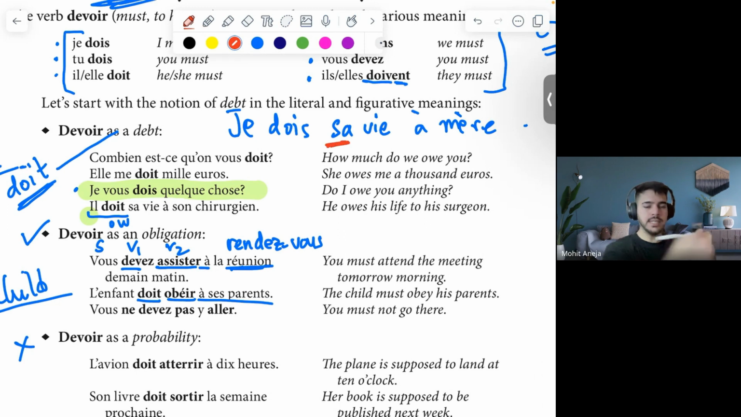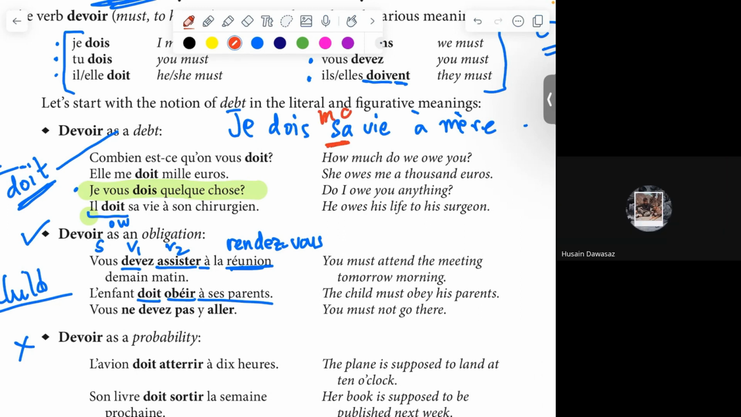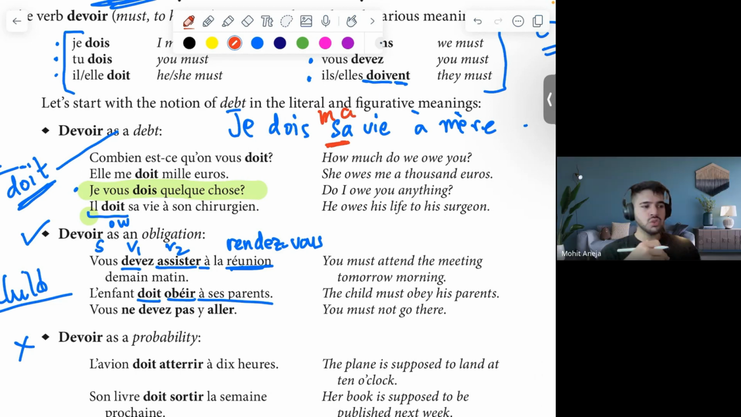Sa means his life. If you want to say my life, you say ma vie. Je dois ma vie à ma mère. Again, à ma mère, to my mother. Not everyone's, but my own mother. À ma mère, you have to specify that. Okay, je dois ma vie à ma mère. That's correct. That's good usage.